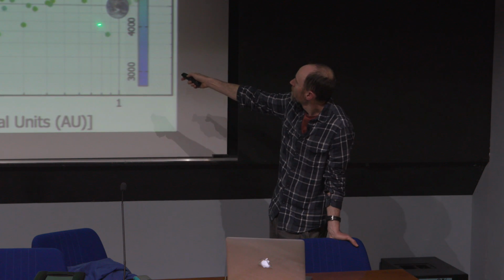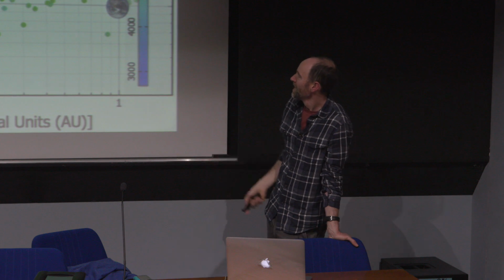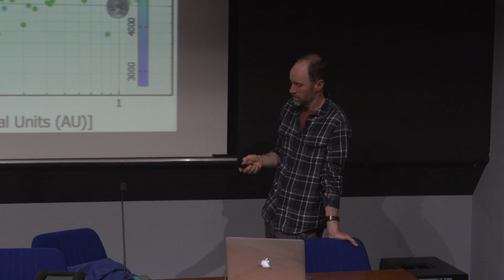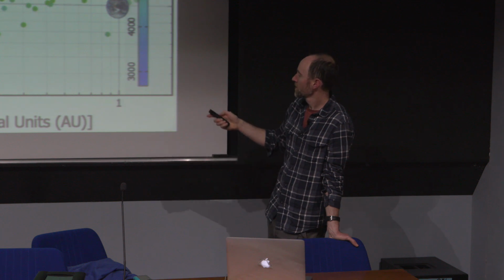And you can see the Earth itself is out here. Venus would be here. So they're still beyond the edge of the distribution. But there's a lot of things in there.